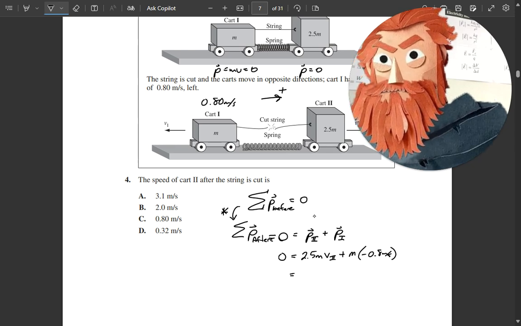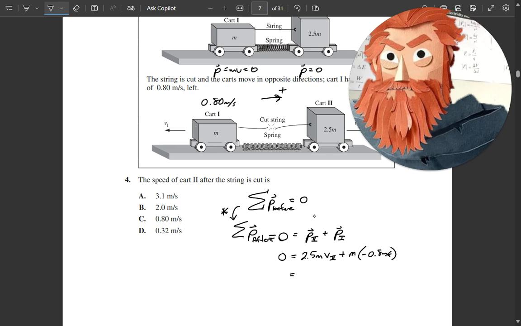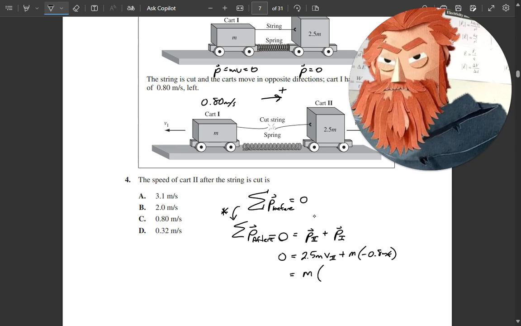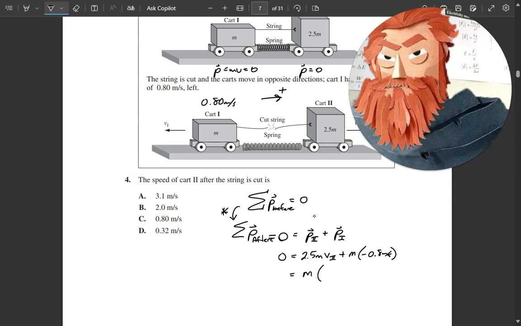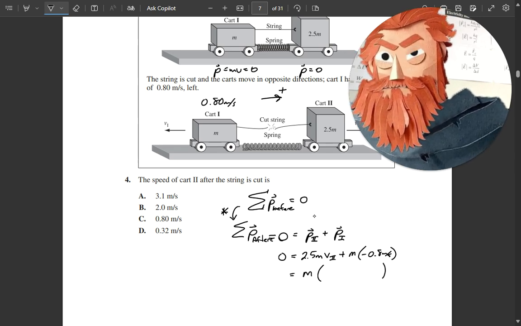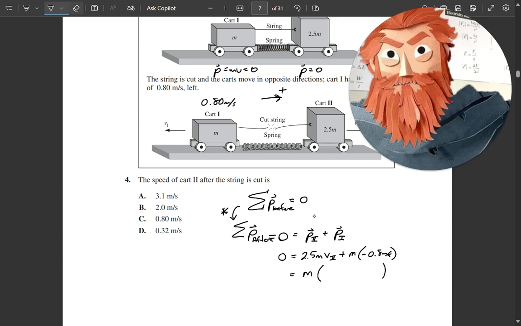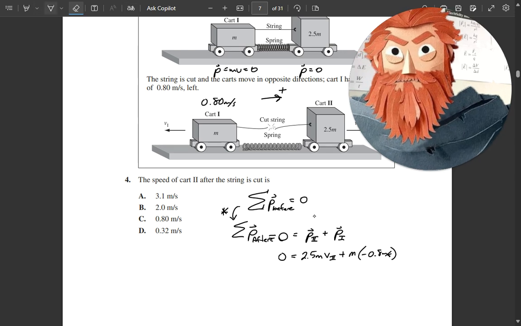So the goal is to get the mass by itself. I can see that the mass is common between these two terms, so I'm going to factor that out. Actually, do we know the mass? Oh, yeah, okay, never mind. The goal is to get the velocity by itself. I'm going to factor out the m, but then I'm just going to divide it out anyway. So let's do that instead. Seems like we could just bypass that first step here.